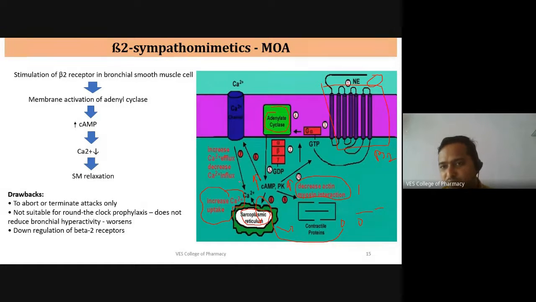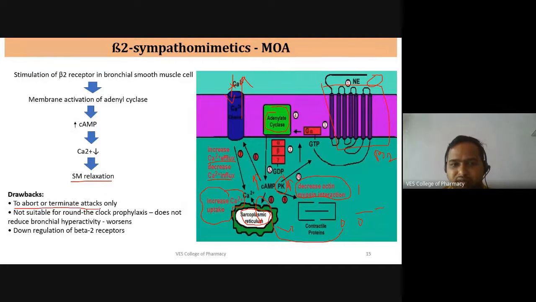More than this, they also have action on the calcium efflux as well as influx. In these cases, what will these protein kinases do? They will increase the calcium efflux. More amount of calcium will go out of the cells, as well as decrease the calcium influx. They are decreasing the calcium influx also. So the ultimate effect is a lesser amount of calcium present. If there is a lesser amount of calcium within the cells, smooth muscle remains in the relaxed condition. So this is the mechanism of the beta 2 agonist. Some drawbacks are also there that we'll discuss.